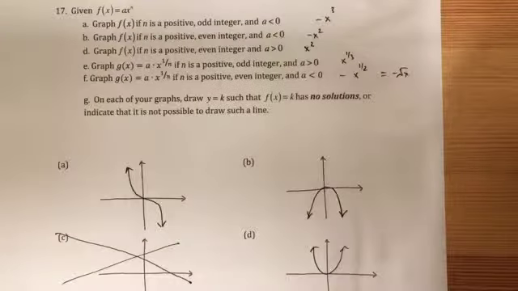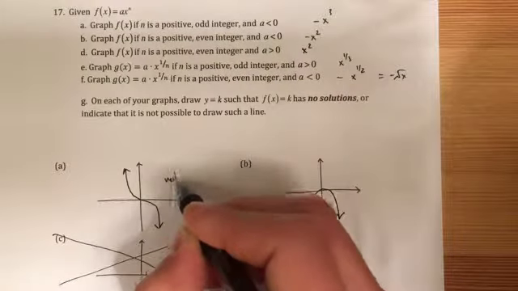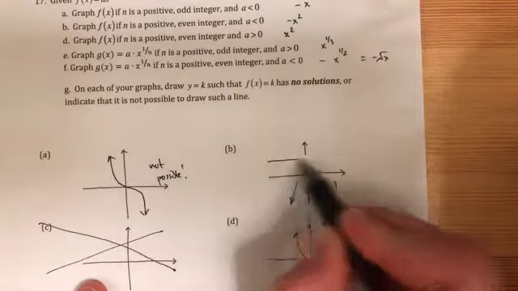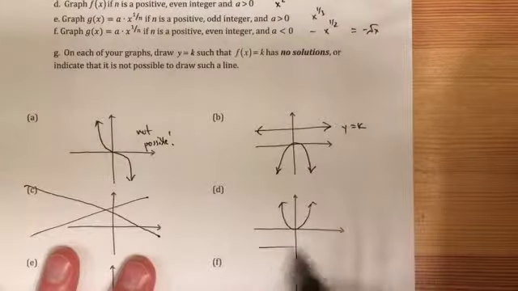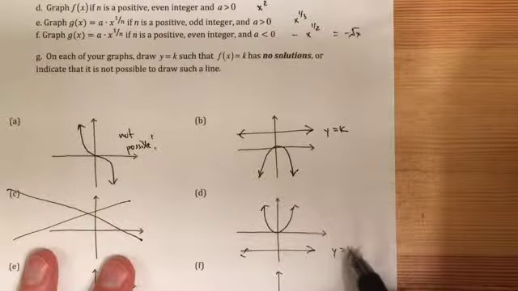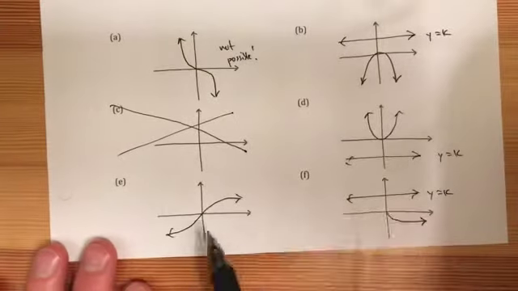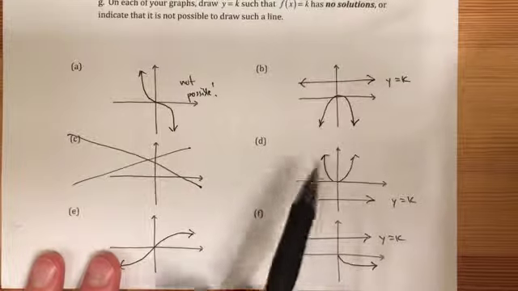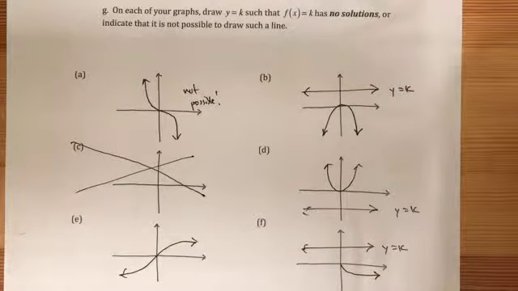Then it says, on each of your graphs, draw y equals k such that f of x equals k has no solutions, or indicate that it is not possible. Not possible. Here's a line where there are no solutions. Here's a line. Here's a line. Here it's not possible. So the odd roots, you're always going to have solutions. The even power functions and root functions, you might not always have solutions. That's pretty much what it's getting at. And that pretty much takes care of it.